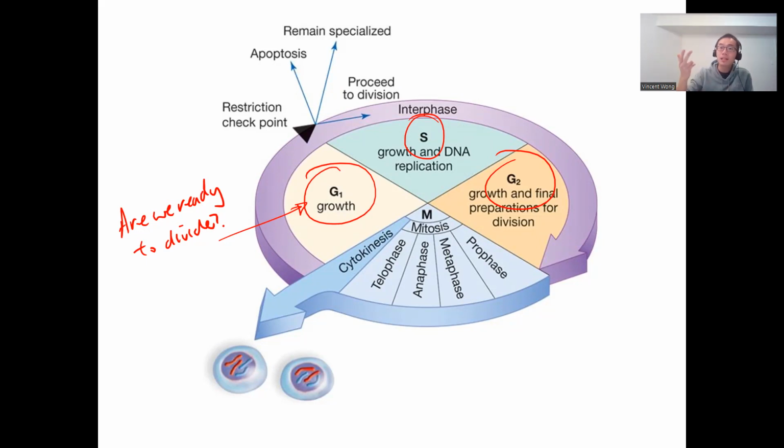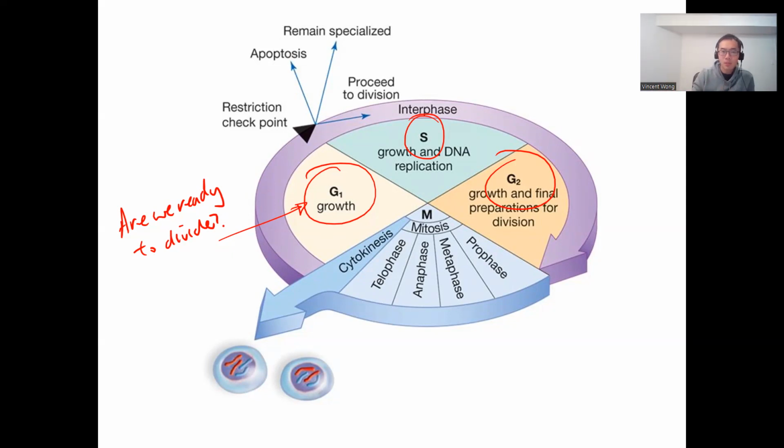How about the quality of the DNA? Is there any damage? Do we need to repair it? What about the telomeres? Are the telomeres long enough, or are they very short already and we cannot go through with another round? So it asks all these questions. It does all these checks to see if the cell is good to go ahead.